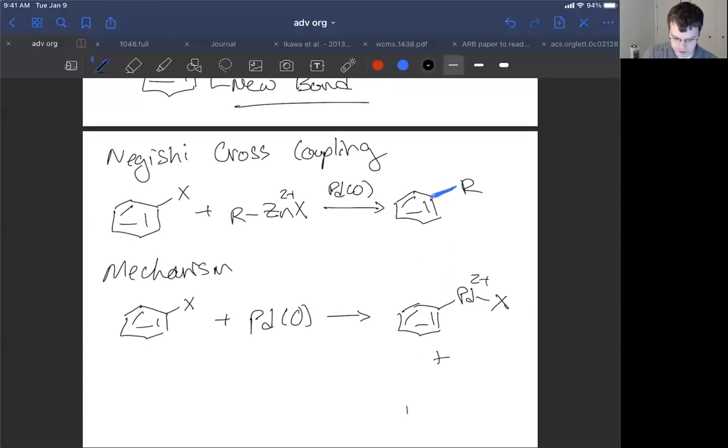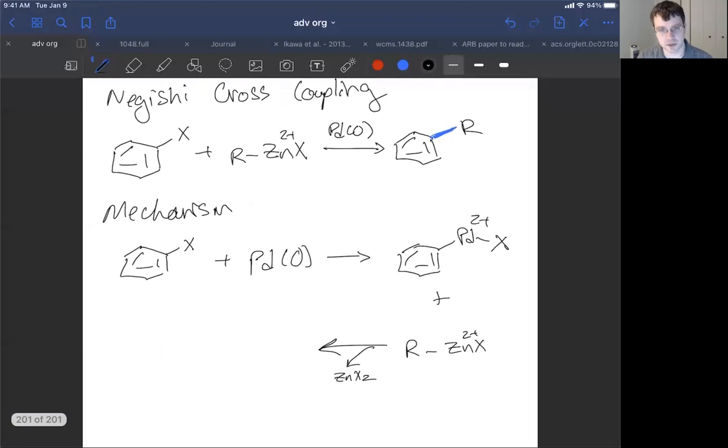Now, in the presence of our organozinc species, we are going to do transmetallation and kick off zinc halide. So the zinc is not catalytic, just like the tin was not catalytic, but who cares about zinc? I mean, it's present in us and our proteins and that sort of thing. So it's not that big a deal. It's not toxic like tin is. Obviously you have to be careful when you handle organozincs, and I'll get to that in a second. But anyway, not a big deal.